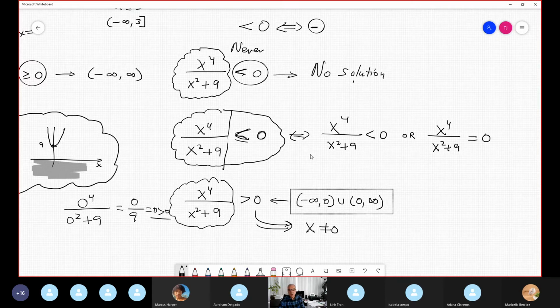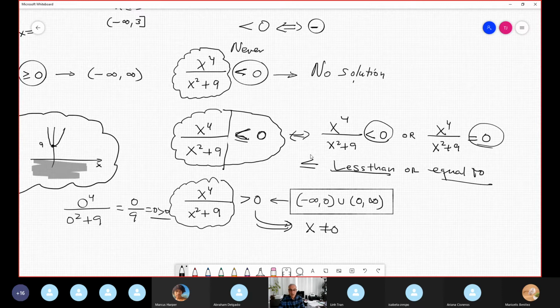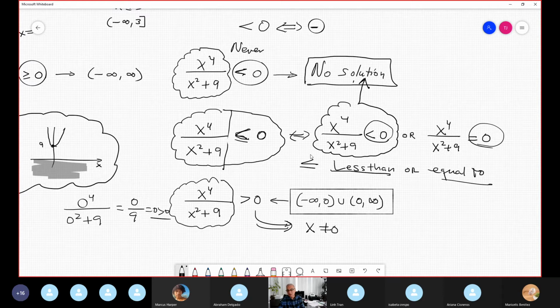Now, how do you know when it's this or this? Because you know what it is. The meaning of this sign is less than or equal to. Therefore, less than is this, equal to is this. Now, I know very well that this piece has no solution. I analyzed before. I don't want to repeat this idea again.